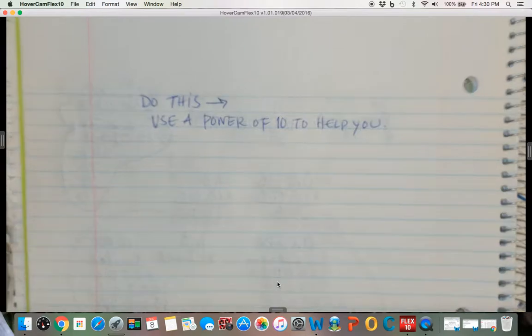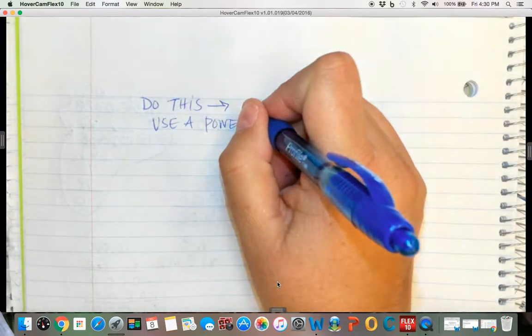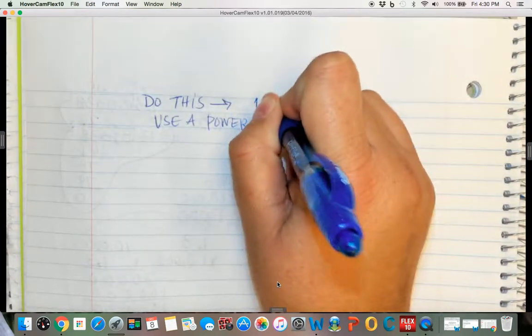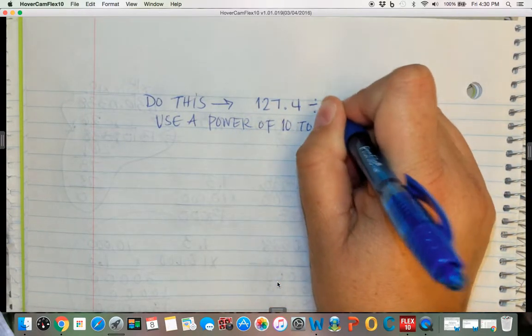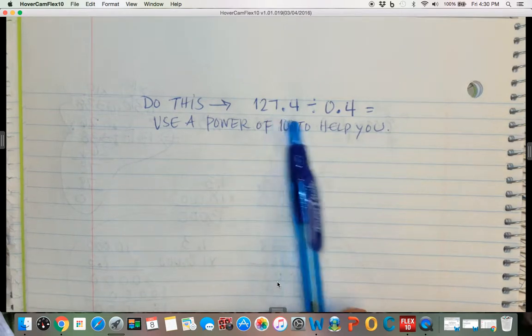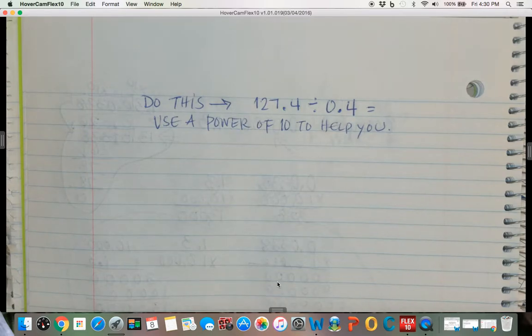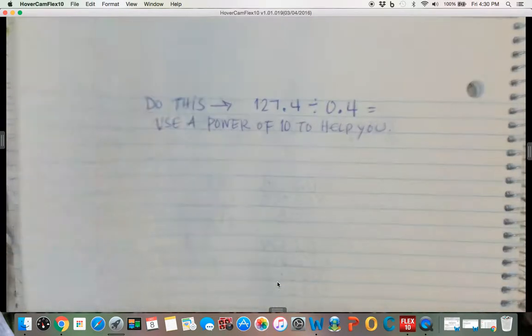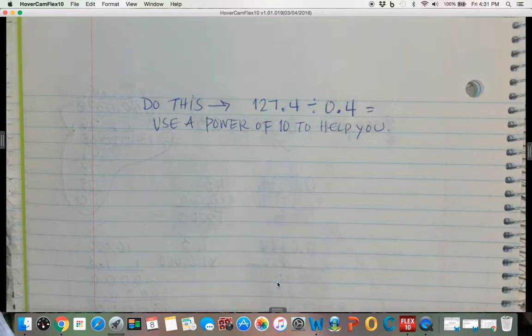All right. Your problem is 127 divided by 4/10. I'm giving you the same decimal place, so it's not going to be as difficult as the one before. Use a power of 10 to rewrite your problem. Then solve it.